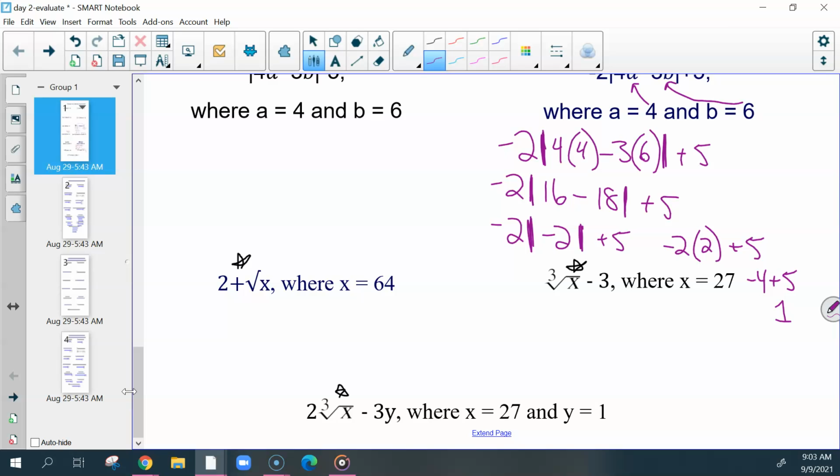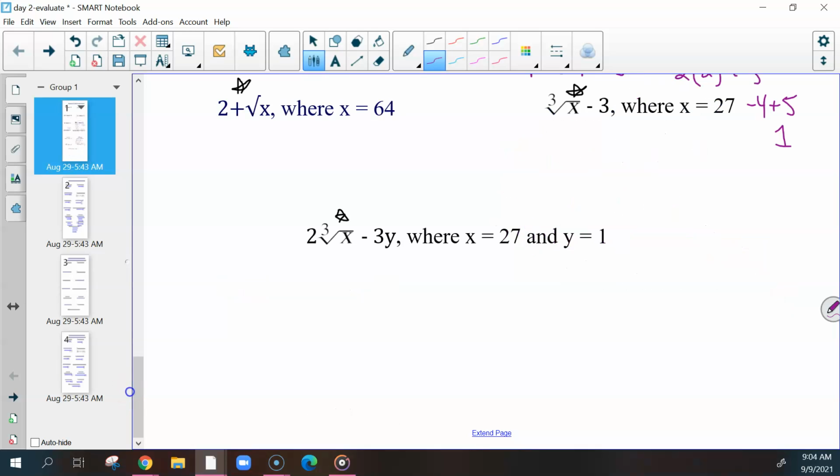The next one that has the square root, it's the same process. We just end up putting 64 underneath the square root. This would be 2 plus the square root of 64. What is the square root of 64? Felix. 8.